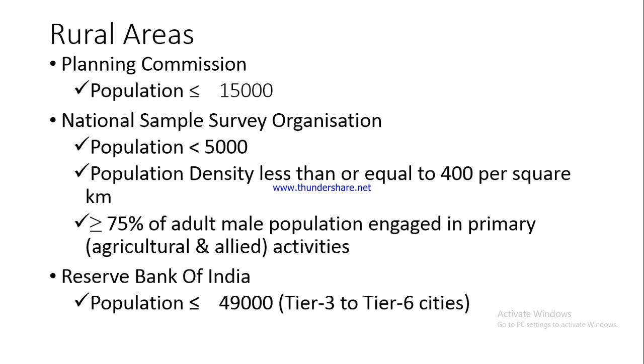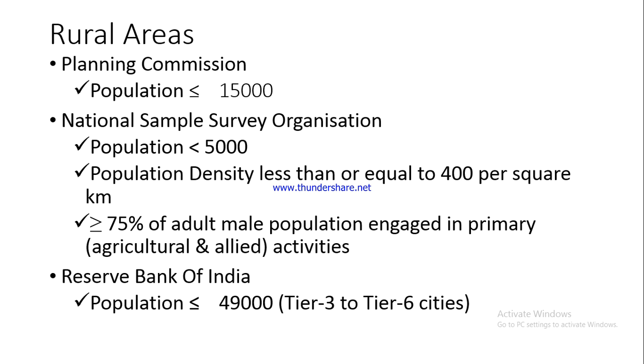So what do we mean by primary activities? Agriculture and allied activities. We have discussed this earlier also in Indian economy. Primary sector, agriculture and allied activities. What do we mean by allied activities? For example, cattle rearing could be an allied activity. Horticulture, growing of fruits. Floriculture, growing of flowers. Sericulture, producing silk. Pisciculture, trying to produce fishes. So these are all allied activities. All the activities which go along with agriculture are called allied activities.